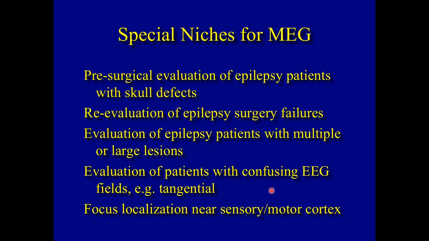Finally, MEG is very good if your EEG is confusing. And I'll show you some examples of this, but confusing EEG usually means that the fields are tangential, because a lot of people are used to thinking that the source is under the negative maximum regardless, and that's only true in radial sources. Often with tangential fields, the source is between the two maxima, which may be falsely localizing, but even falsely lateralizing. And finally, if your focus is near sensory motor cortex or other eloquent cortex, MEG is very good for pinpointing both. This is where the good cortex is. This is where the bad cortex is.